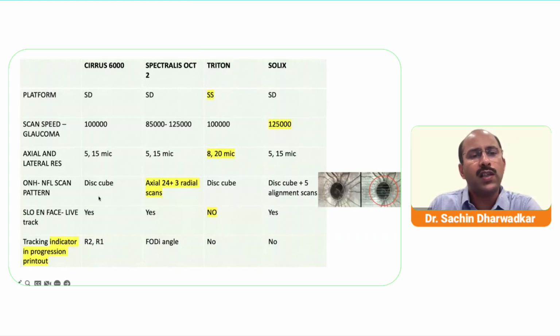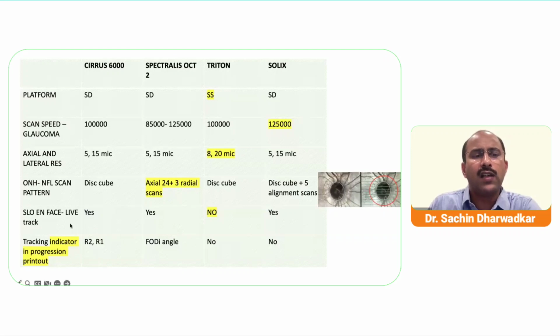As far as the ONH and NFL scan patterns are concerned, all these machines are slightly different. Most of them use the disc cube. The Solix uses 5 alignment scans in addition to the disc cube, whereas the Spectralis is a completely different version. It uses 24 eggshell scans and 3 radial scans for measuring the nerve fiber layer and the disc.